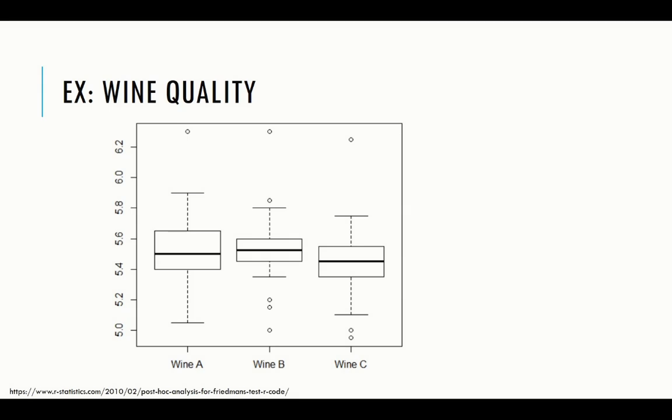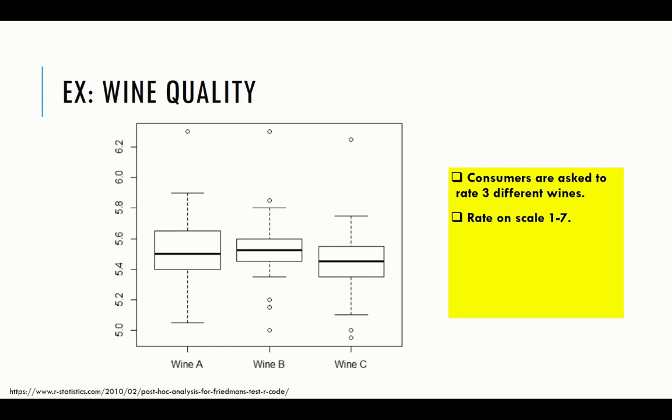So here's an example where this very approach is used to look at wine quality. So let's say you're working in a retail situation and consumers are asked to rate 3 different wines. And for each wine, they have to rate it on a scale from 1 to 7. And let's say that you ask them to repeat it 5 times so they get a mean score for each wine per each consumer.